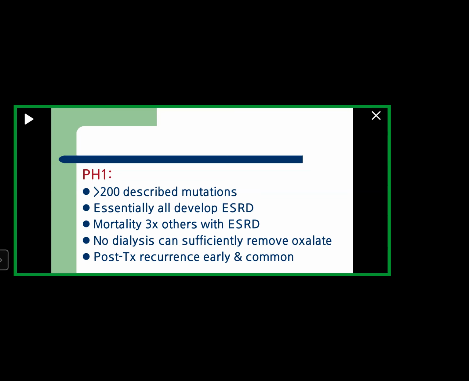To add a little bit to this, no dialysis can sufficiently remove oxalate. You cannot remove the amount of oxalate overproduction by any known dialysis modality so far. And if the patient receives a kidney transplant, recurrence is common, almost universal, and can be early and can lead to graft loss. So that's a devastating disease, but it does not have to remain so. And we can see this later on.